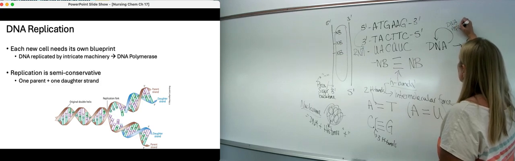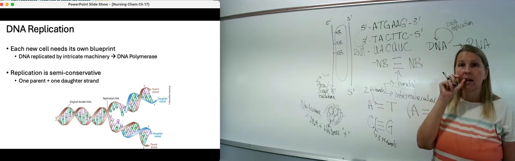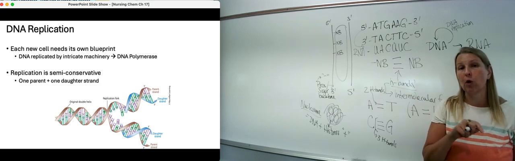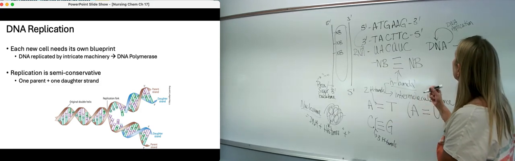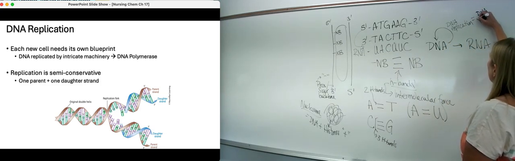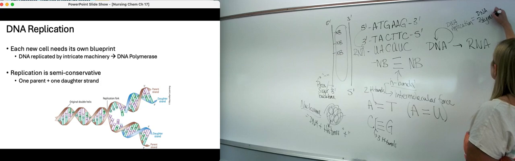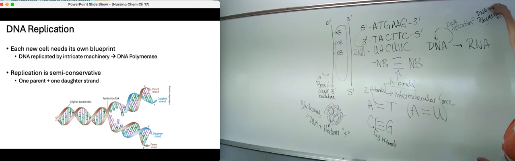You want to make sure that you're replicating very, very accurately. If you don't replicate your DNA accurately, that can lead to mutations and a bunch of other issues, right? So this is done by an enzyme called DNA polymerase. If you remember back to our enzymes, anything that ends with -ase is an enzyme. So this is an enzyme that makes a polymer of DNA.